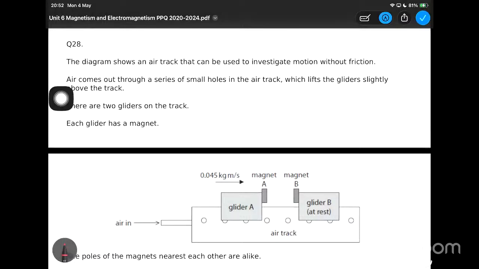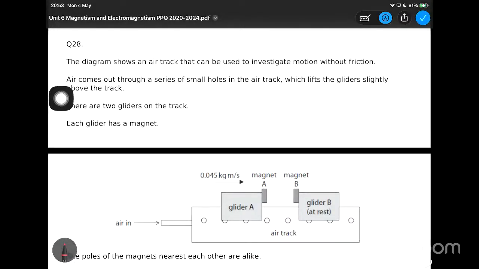Since you don't have any connection or touch between the air track and the gliders, there won't be any resistance force, friction actually, right? So there won't be any friction. In most conditions, there will be friction. If there is a connection between the surface and the object, then if it is moving, definitely there will be friction.